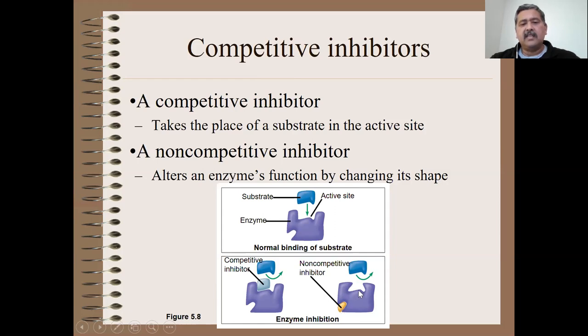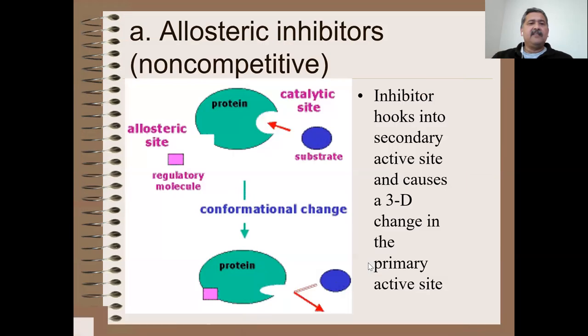You can see that the active site has changed shape a little bit because of this reaction, and that's how it turns it off. Here's another diagram that shows us allosteric inhibitors. And you can see that that's going right over there, and it changes the shape of the true active site from that one to that one.